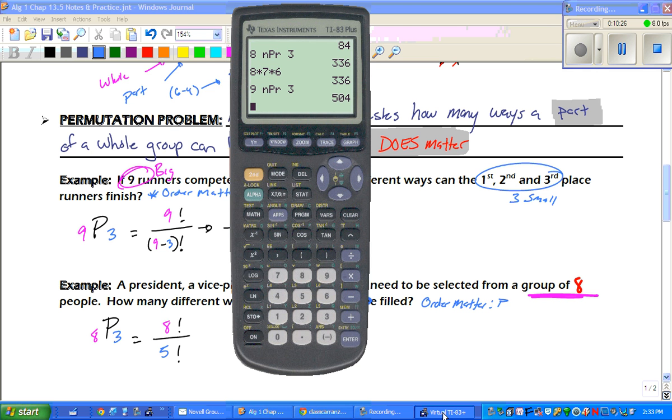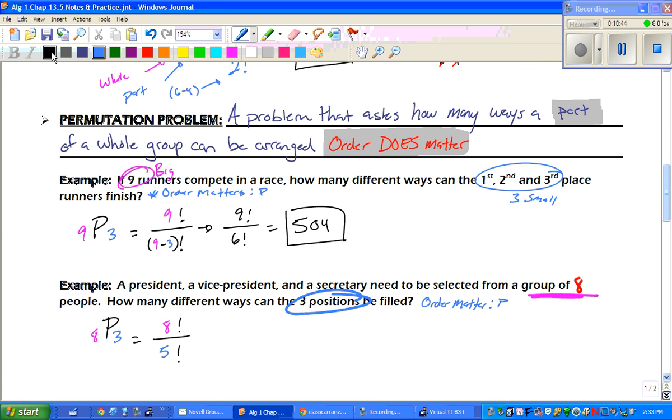8 minus 3 is 5. Okay, and remember, that's the work that we need to see to show that it knows what you're doing. Oh, I plugged in the wrong number. 5. Oh wait, no, I did it right the first time. I'm sorry. So you get 336. Trying to be as confusing as possible today. Okay?